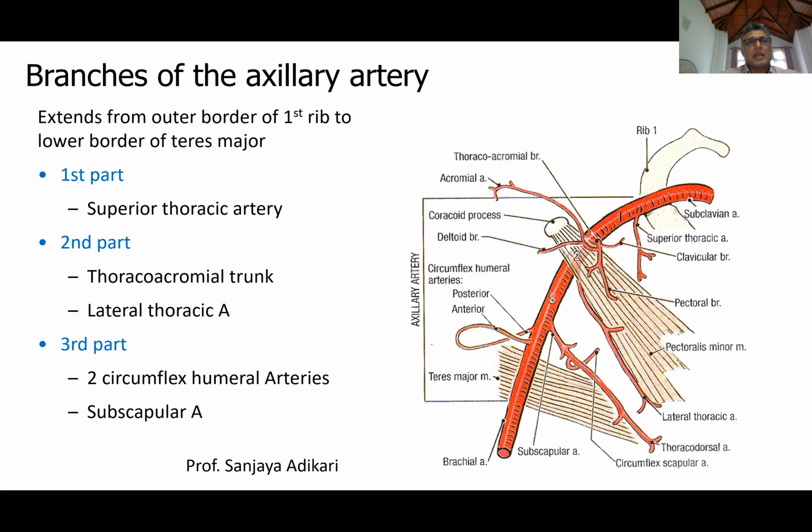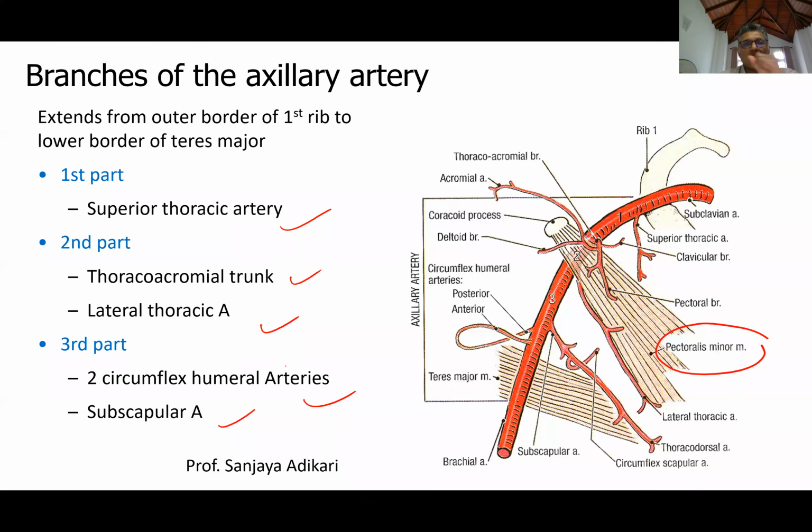Then branches of the axillary artery. The axillary artery is divided into 3 parts by the presence of the pectoralis minor muscle. First part has one branch, which is the superior thoracic artery. Second part has two branches, the thoracoacromial trunk and the lateral thoracic artery. Then the third part has three branches: two circumflex humeral arteries, anterior and posterior, and the subscapular artery.